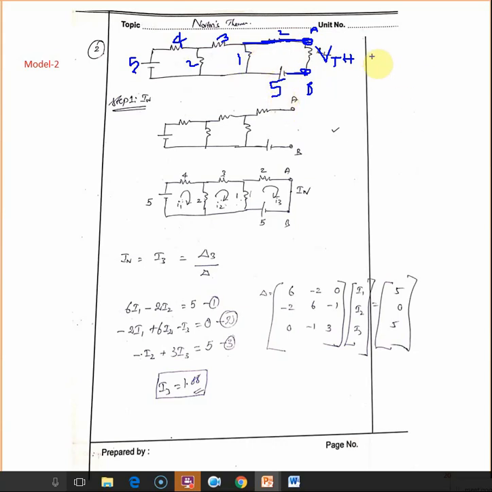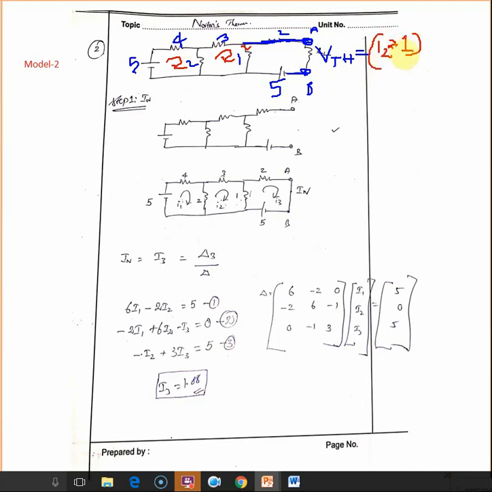Resistance and sources are there. Then write it. VTH is equal to, as usual, you are going to find I1, I2. My I2 is an independent line. So I2 into R. What is my R value? 1 ohm. Substitute 1 ohm. Okay, close the bracket.